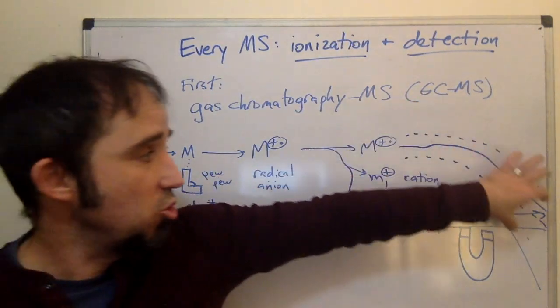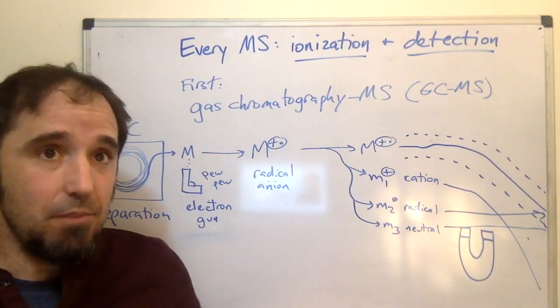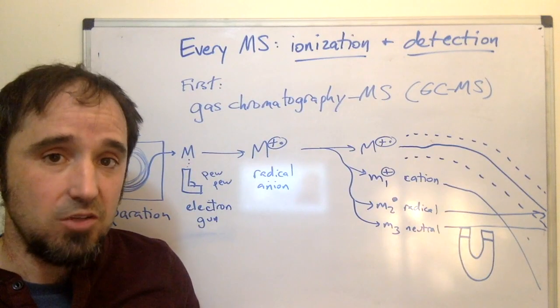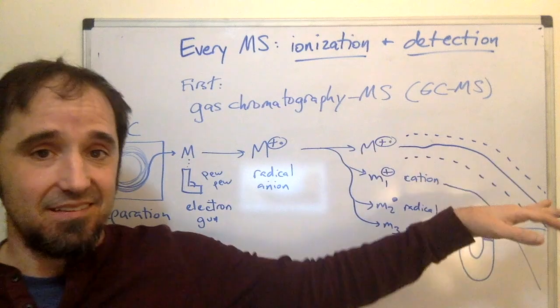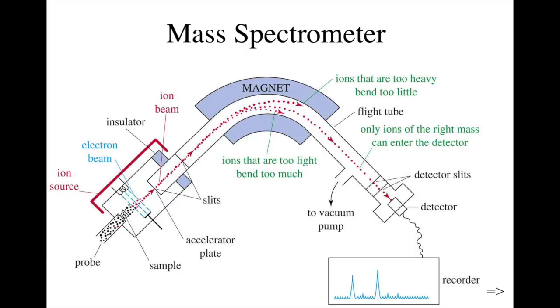So I can build this tube so that only this mass should make it to the end of that tube. And then I can see if that mass gets there or not. Okay, here is a slightly better drawing of what I was just talking about.